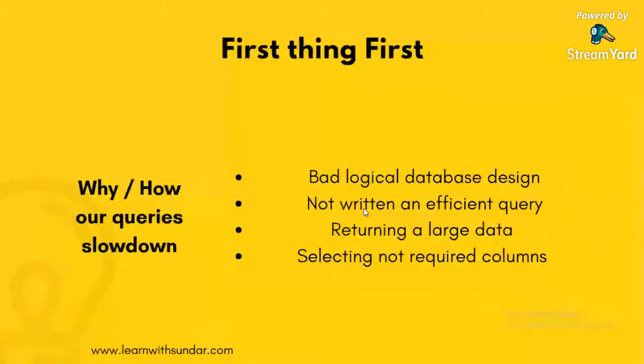And the next thing is selecting not required columns, which means if you want to know only the student's first name and last name, you should only return the first name and last name in that query. If you are returning first name, last name, department name, student id, and address, which are not required at that moment, then better not to return those columns in your query. Just send back whatever columns are required in that scenario.